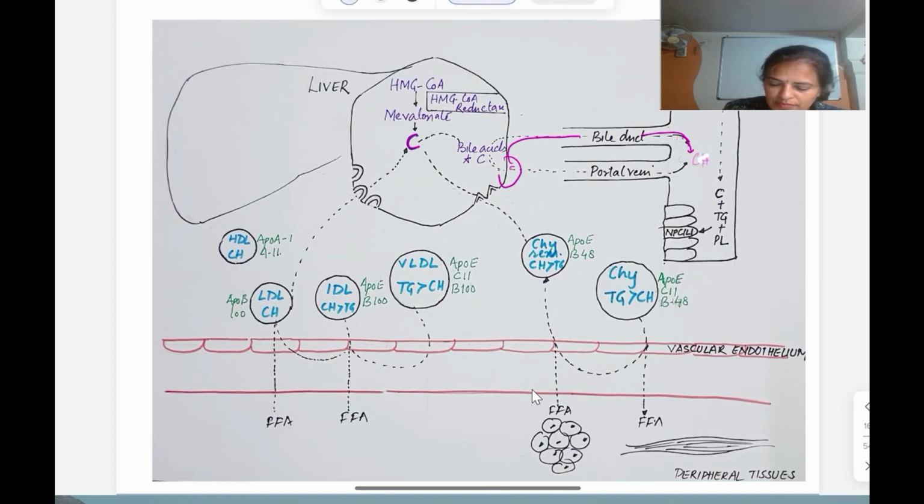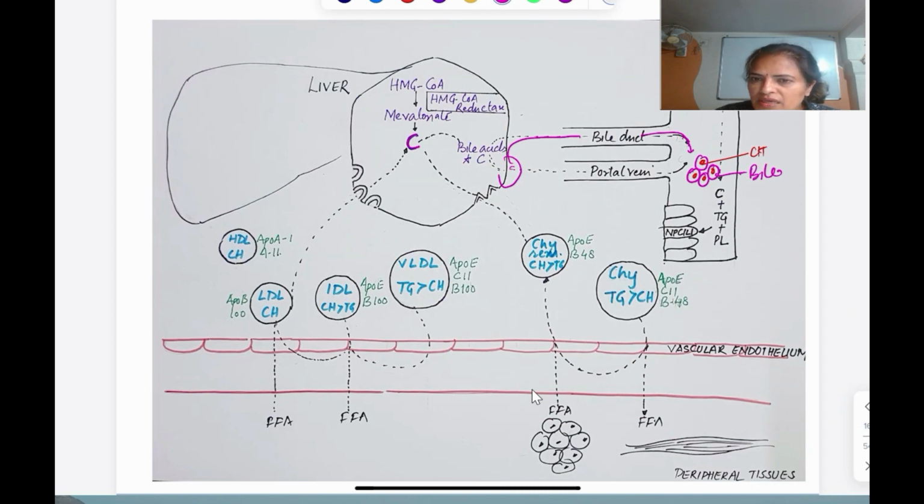I'll draw in another form. Suppose this is the dietary cholesterol. And now bile is going to help in the absorption of this cholesterol. You took cholesterol in the diet. Now this bile from the bile duct, this red color, this is a cholesterol, and this pink color you think is a bile.